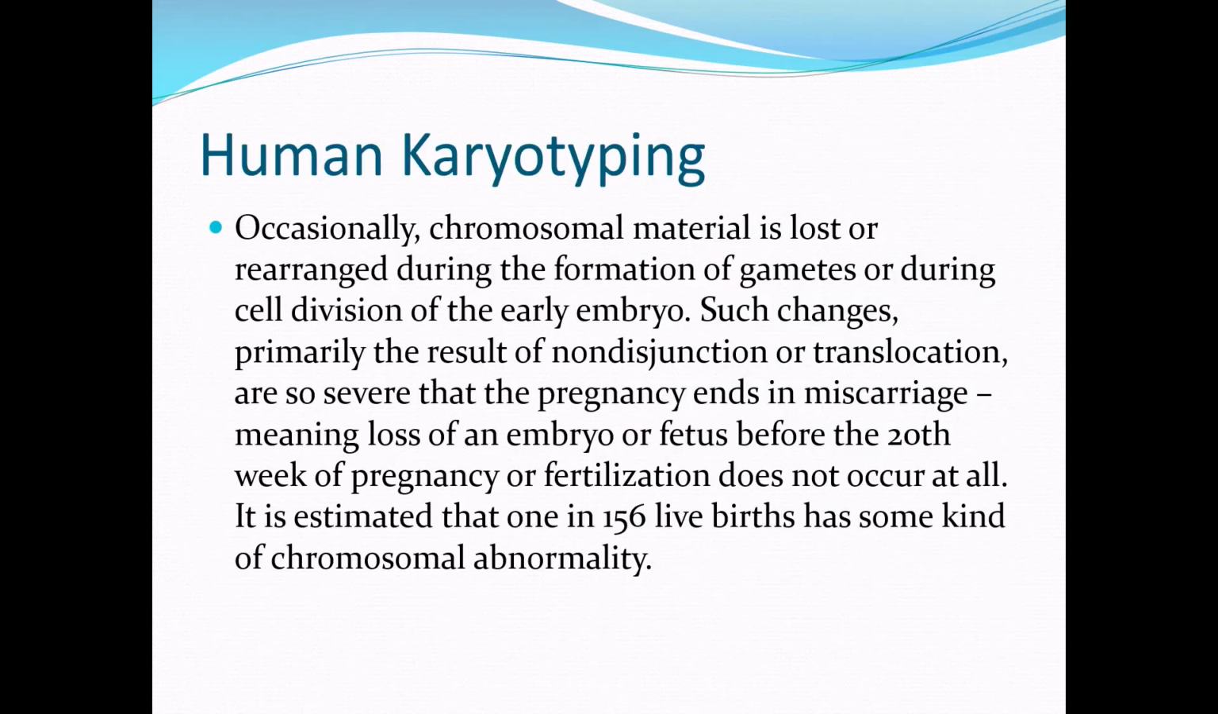Human karyotyping. Occasionally, chromosomal material is lost or rearranged during the formation of gametes or during cell division of the early embryo. Such changes, primarily the result of non-disjunction or translocation, are so severe that the pregnancy ends in miscarriage, meaning loss of an embryo or fetus before the 20th week of pregnancy, or fertilization does not occur at all. It is estimated that 1 in 156 live births has some kind of chromosomal abnormality.